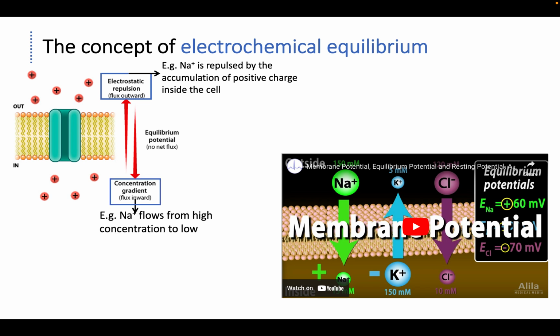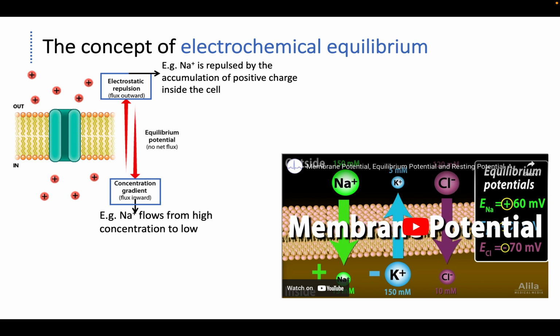You also have the chemical part. The chemical part is the concentration gradient. So you have a high concentration of sodium on one side of the membrane. It flows down its concentration gradient towards the lower concentration. So in other words, let's take sodium for example. Sodium moves from a high concentration to a low concentration, from outside of the cell to the inside of the cell. So that first force is just the concentration. We move from high to low.